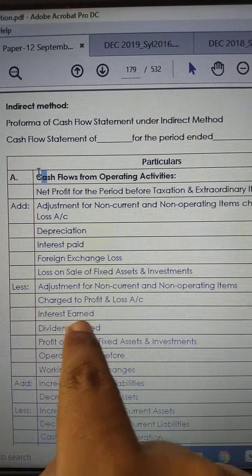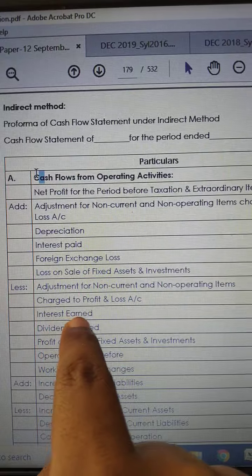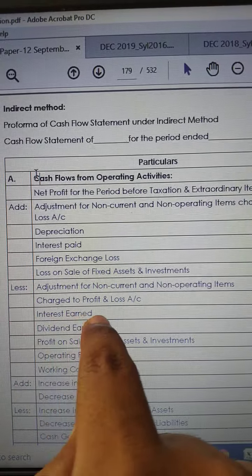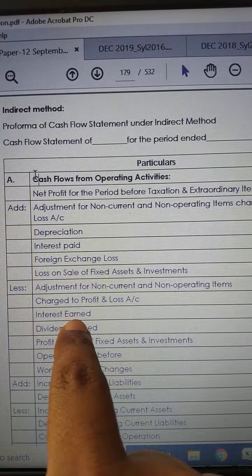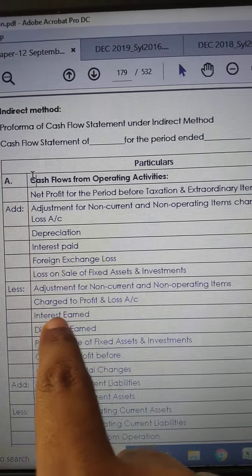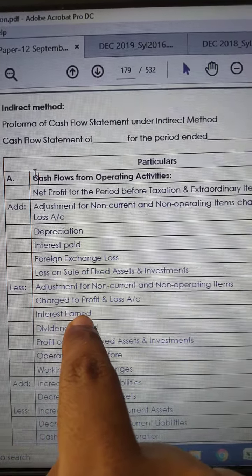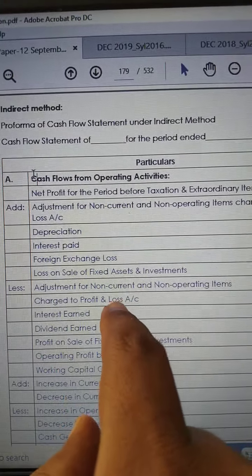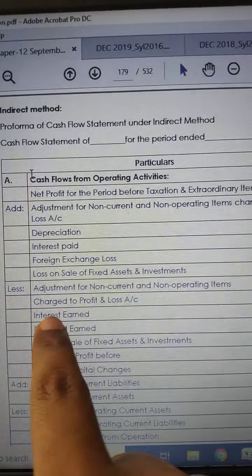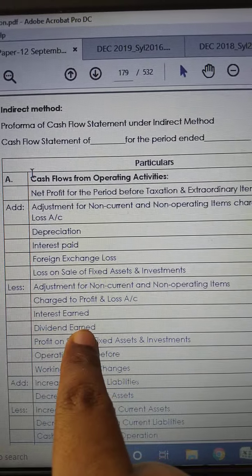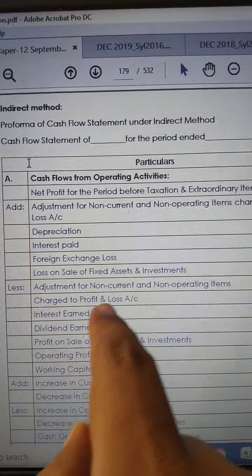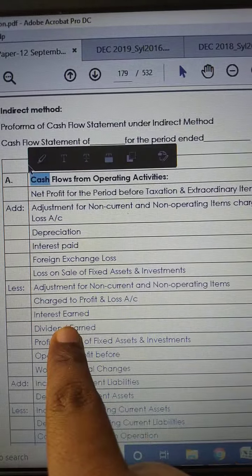So interest earned is not an operating activity, it is a non-operating activity. It is a financing activity or investment activity. This is investment activity. Why? Because only if I invest will I earn interest. So I am eliminating it from here. Dividend earned. When will I earn dividend? If I invest in shares, I will earn dividend.